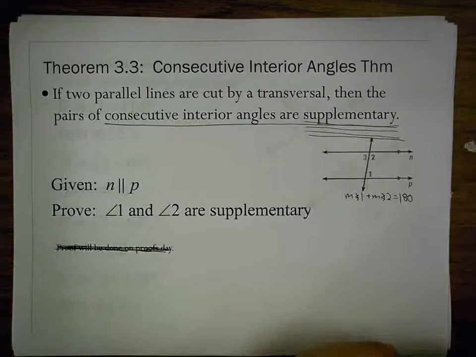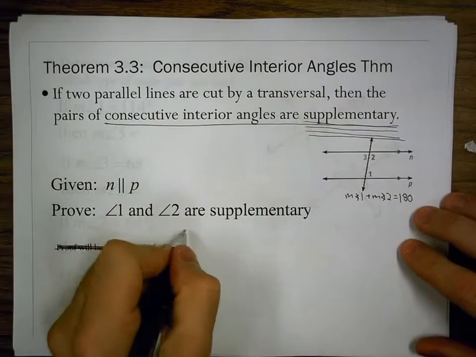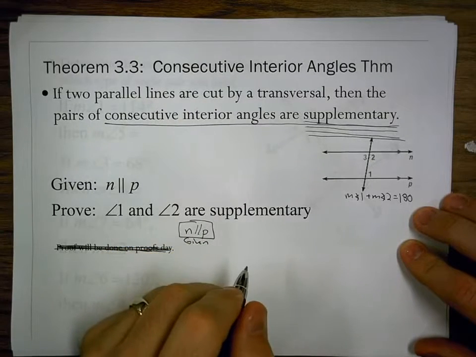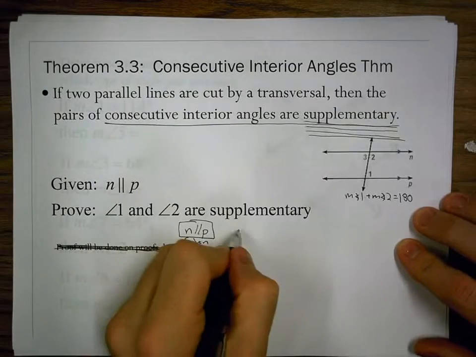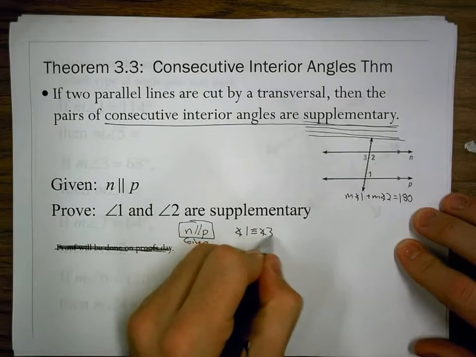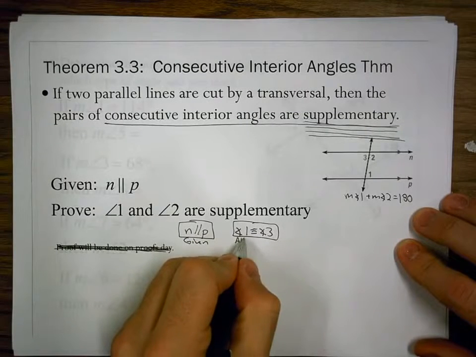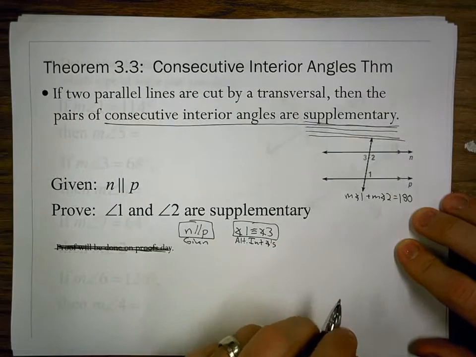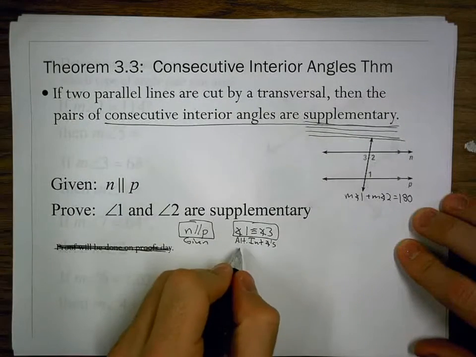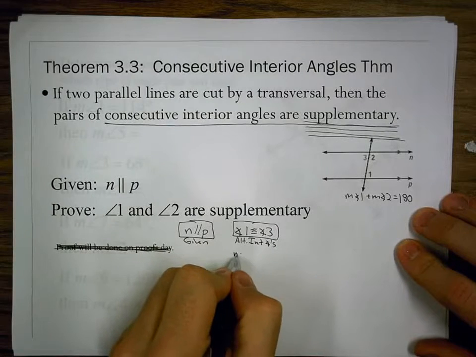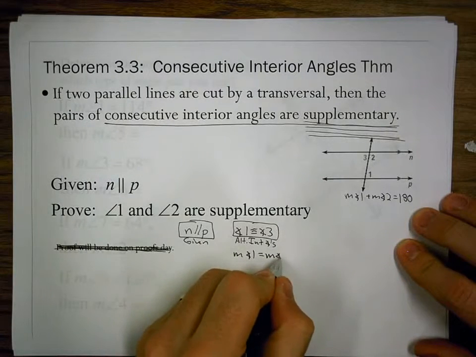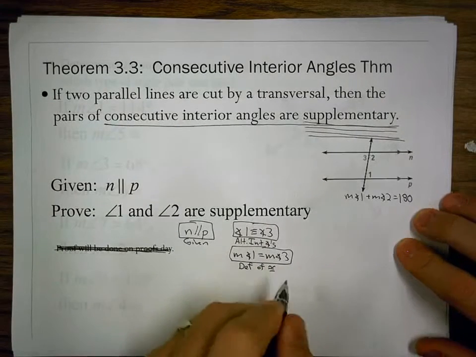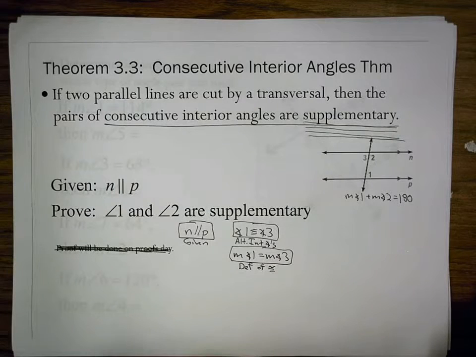Now, let's walk through that proof and see how we're going to get there. So I'm given that n is parallel to p. That's my given. I know that angle 1 is congruent to angle 3. And the reason is they're alternate interior angles. Now, because they're congruent, I can say that their measures are equal. And that's by our definition of congruence. So let's just jump from congruent to equal.